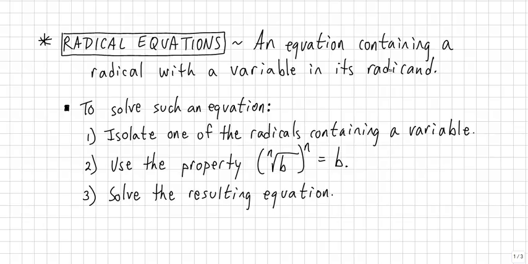So to solve these kinds of equations, we're just going to do three basic things. We're going to isolate one of the radicals, if there happens to be more than one. We're going to isolate one of the radicals containing a variable. Then we're going to use our property that says if you take the nth root of something and raise it to the nth power, the radical sign disappears and you're left with just the radicand. And then we're going to solve the equation that's left. So those are three general steps that we're going to follow to solve radical equations.